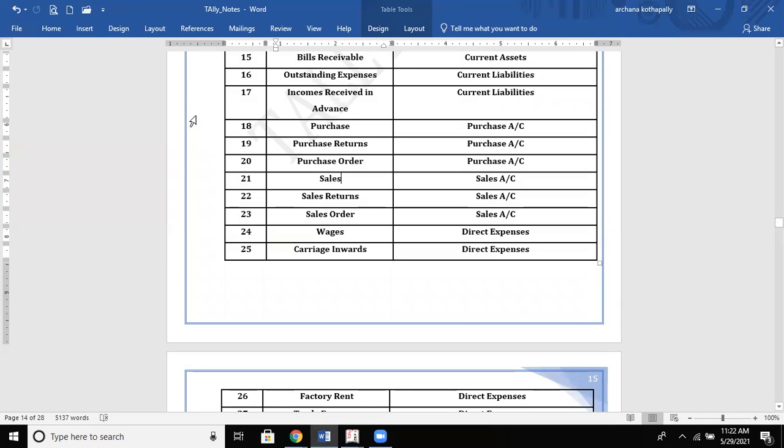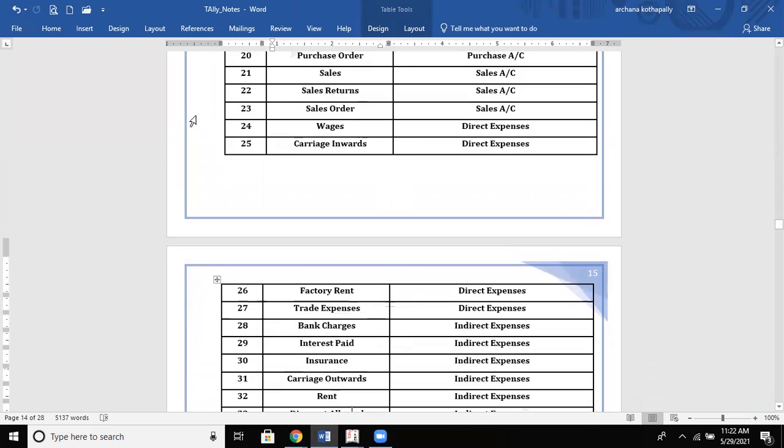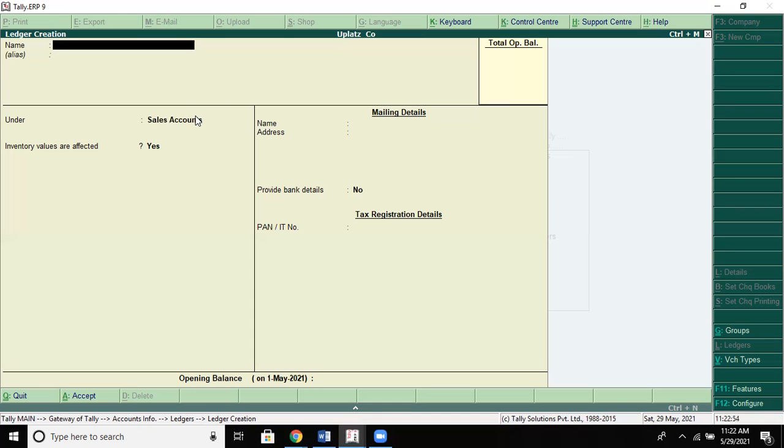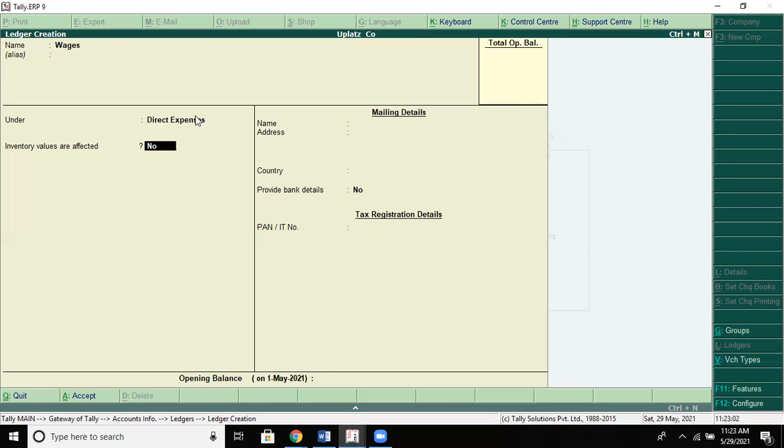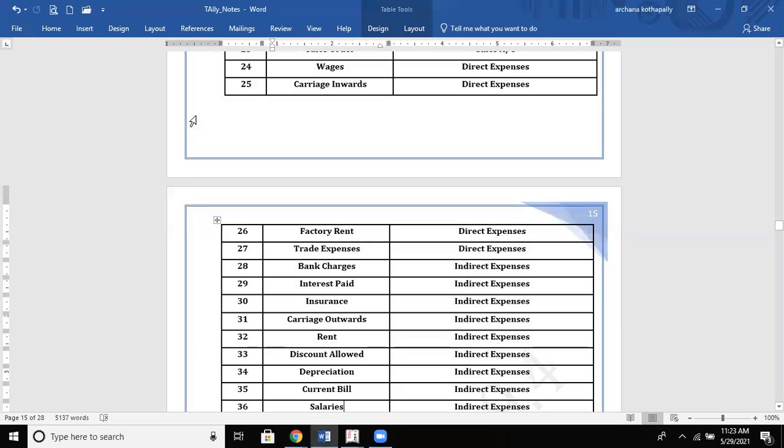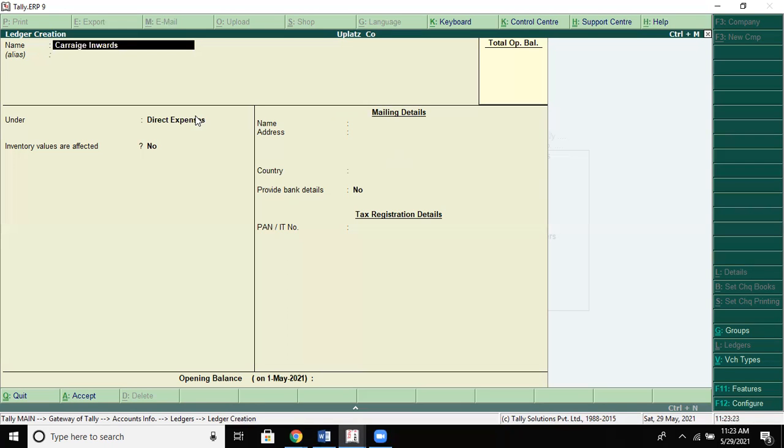Wages. So always we know that the manufacturing related expenses will come under your direct expenses. So wages. So select from the available list direct expenses. Whether inventory value affected? No, it will not affect. Next, carriage inwards. So carriage inwards is also your manufacturing related expense. So let us create that in account. So carriage inwards direct expenses.